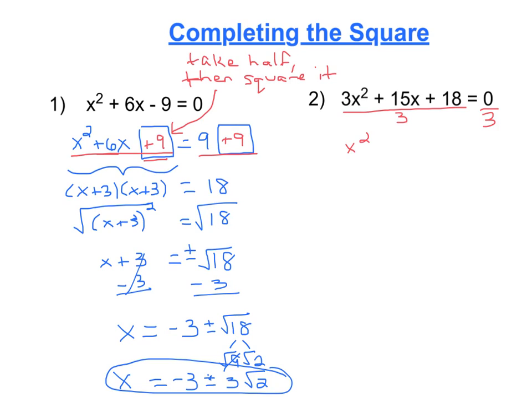15x divided by 3 would be 5x. And 18 divided by 3 would be 6. And then on the right-hand side, 0 divided by 3 still stays as a 0. Okay, so now we're going to just do this the same exact way we did number 1.